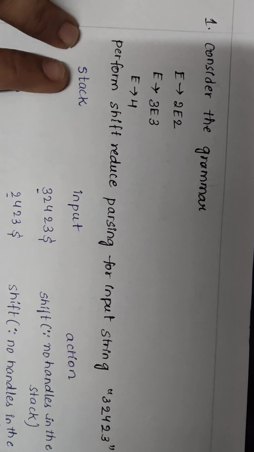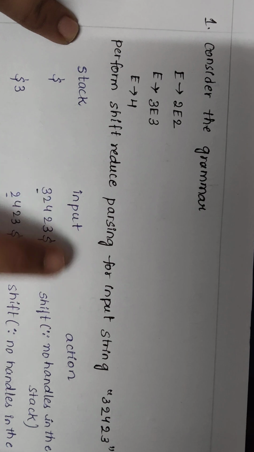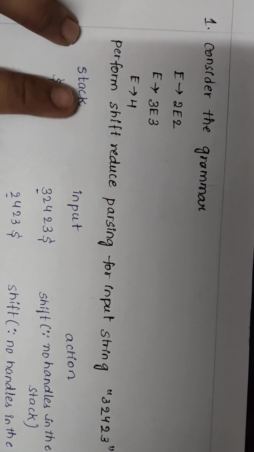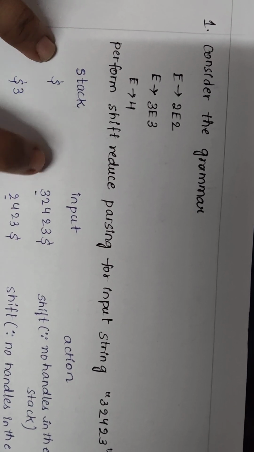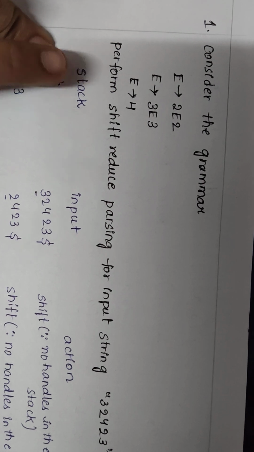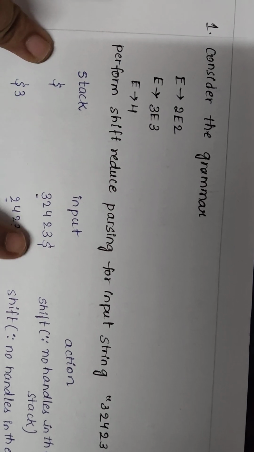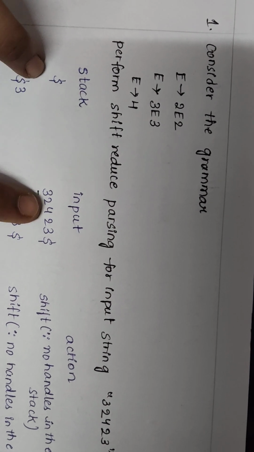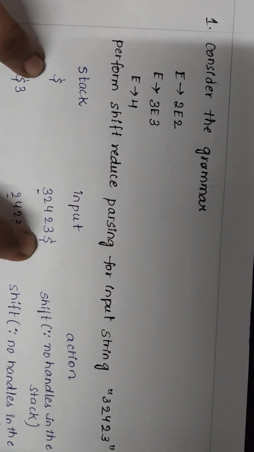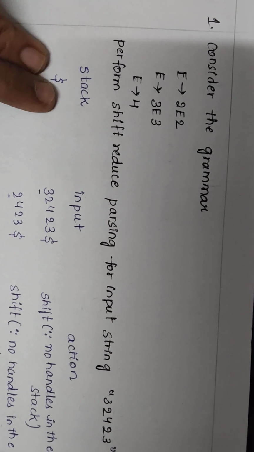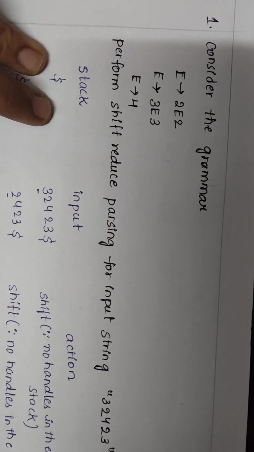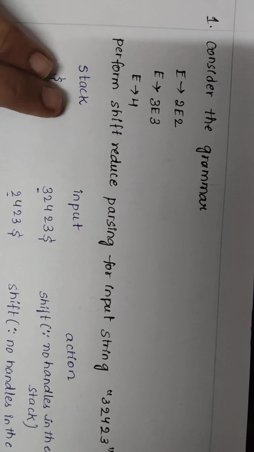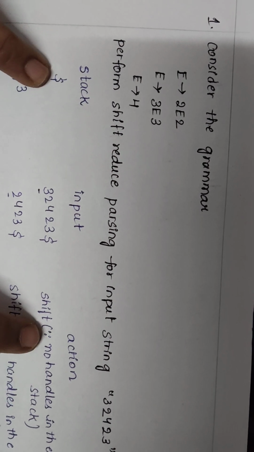32423. Okay, so first you need to take the stack, input and action. In the stack, it always starts with a dollar, and the input string ends with a dollar. So first take the dollar and the input string with the dollar. Okay, see, in the stack do we have any element? No, right? So no elements.